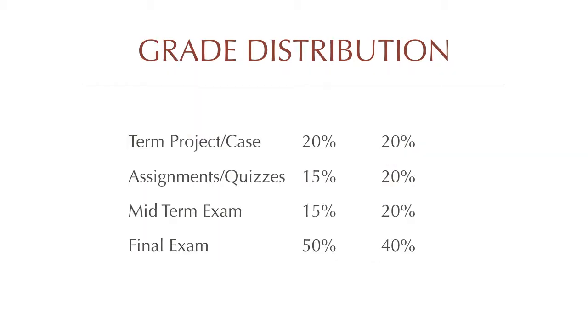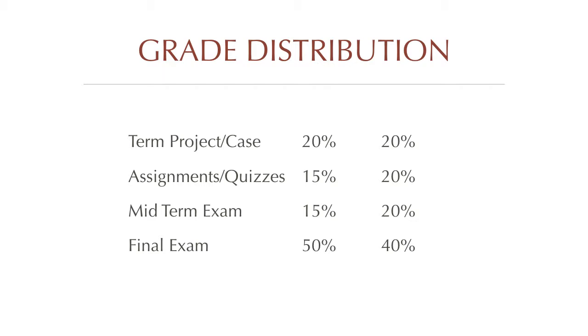Okay, so next is the grade distribution. I'm sure you have had similar distributions in all the courses that you've undergone at CASE. For this particular course, the final exam would have 40% of the weightage. The second column actually shows the UET weightages, so that is what both of you should be concerned with.